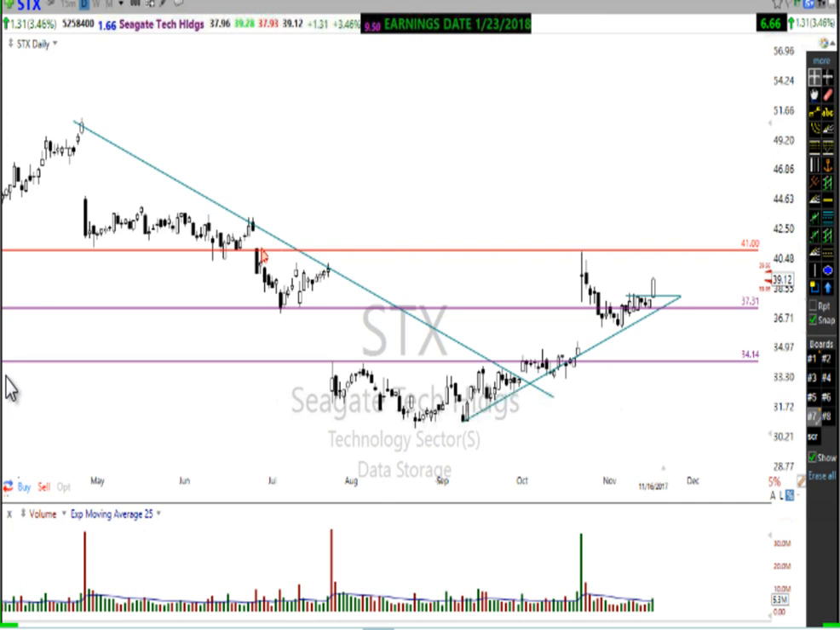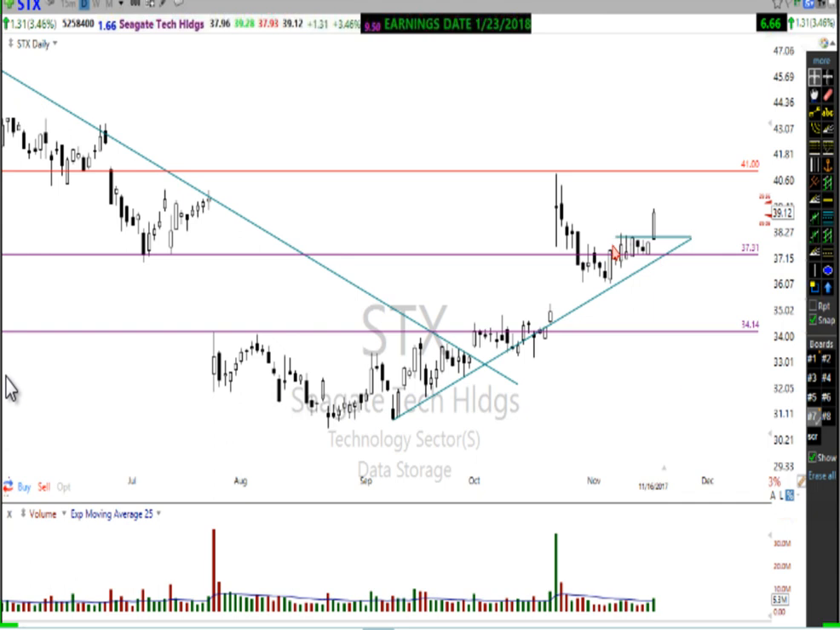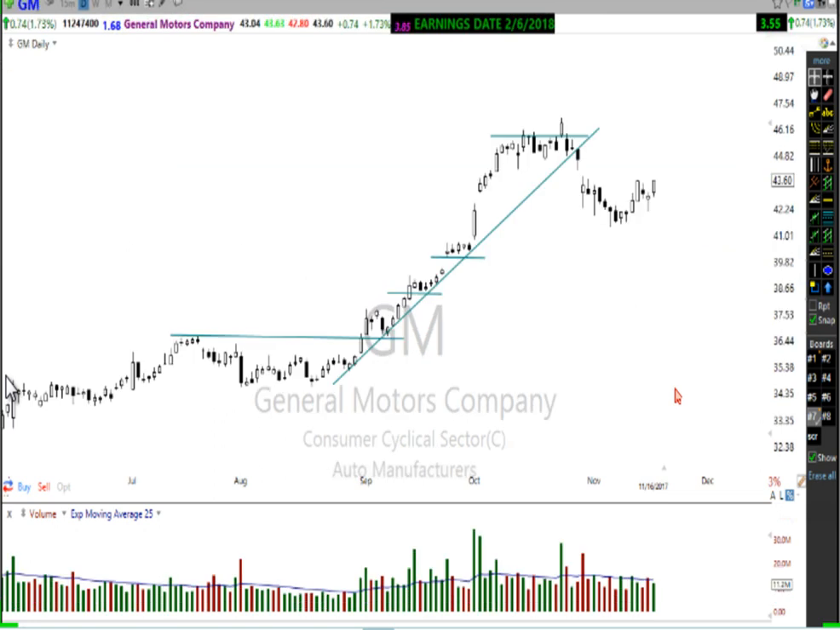I am never interested in a stock until it's already broken its downtrend and it's proving that it's holding support levels. Until then, not interested. We're in this trade here. GM, you can see where we traded this thing. GM broke its trend.